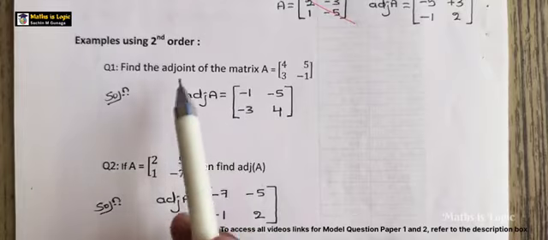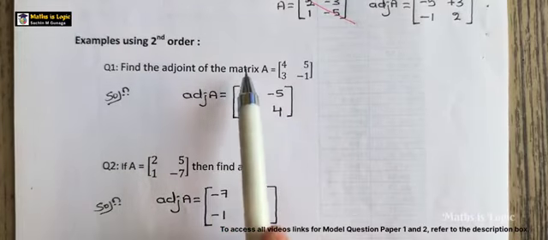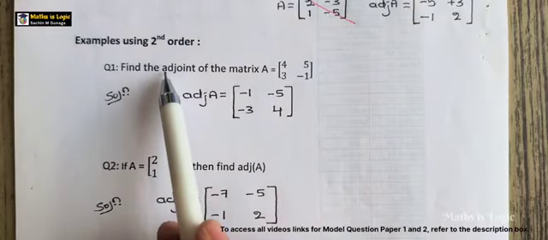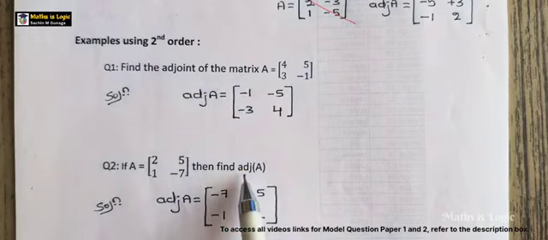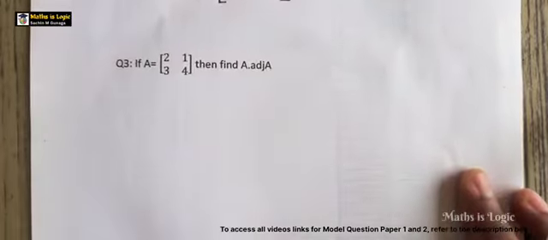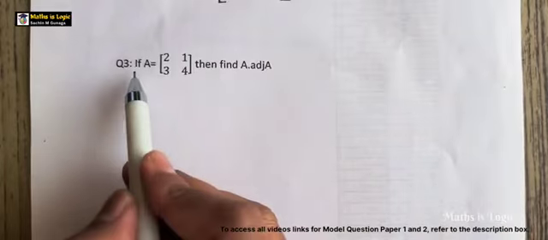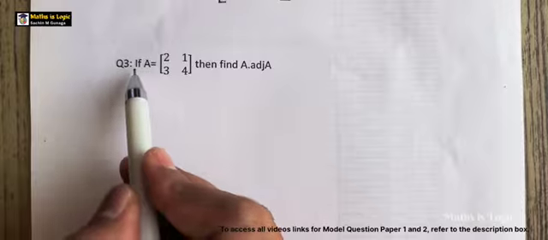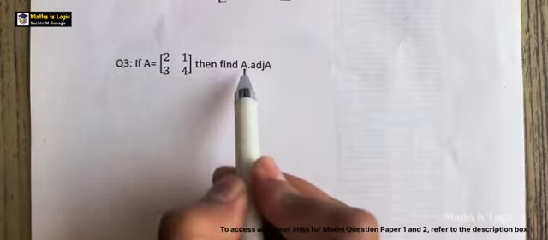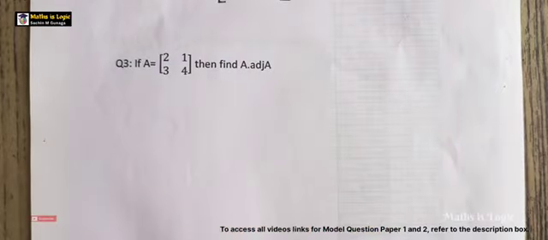In the first type, directly they will ask to find adjoint of matrix. Sometimes in words they will give find adjoint of matrix. Otherwise sometimes they will give it in shortcut way, ADJ of A means adjoint of A. Next, in the second type, if A is equals to 2, 1, 3, 4, then find A into adjoint of A.